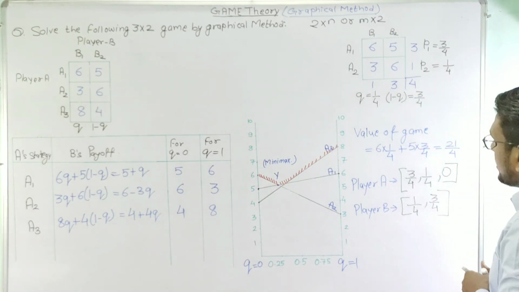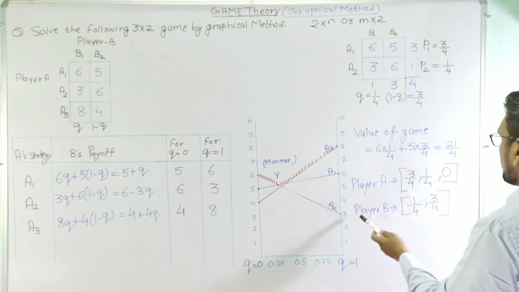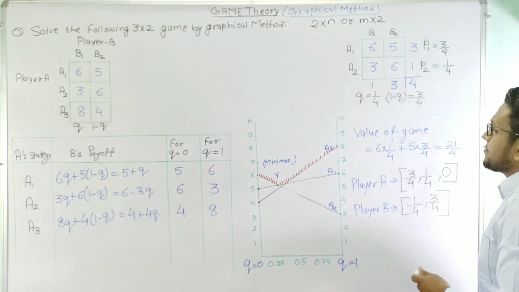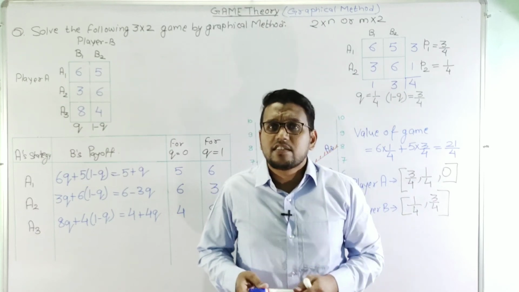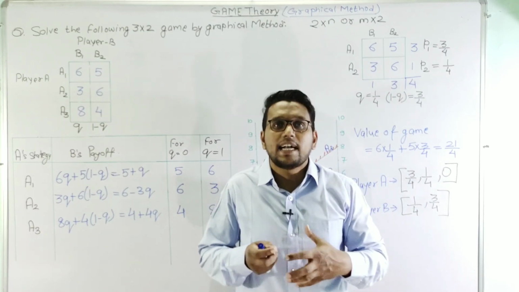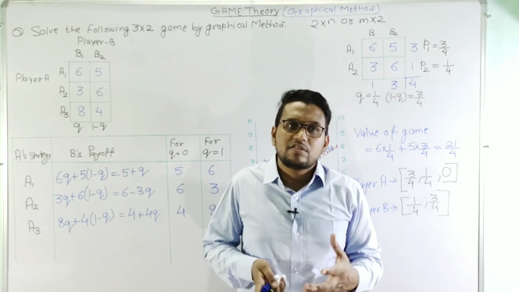So here we have calculated the value of game and shown the optimal strategies for player A and player B. I hope you understand this lecture. This is the last lecture in the series of game theory, and in the coming time we will take more such topics under operations research to solve.